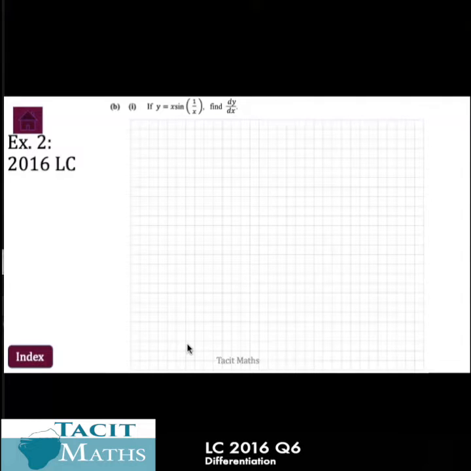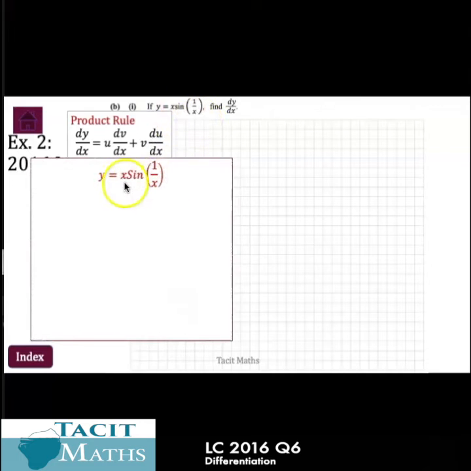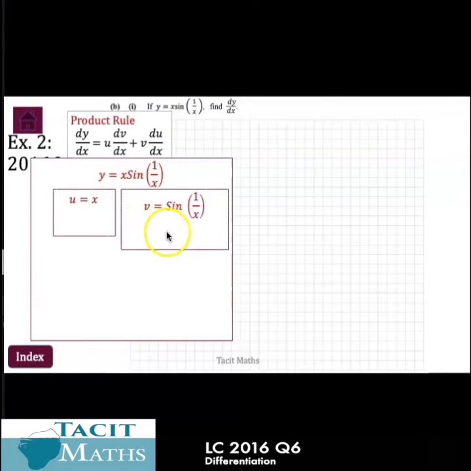Now this question is actually a lot more challenging than it looks, right? And the first challenge here is identifying that this is actually a product rule question. When you're differentiating this, it's the product rule you use. Product rule is used when you're differentiating two expressions that are being multiplied, and the two expressions in this case are x and sine of 1 over x. So that's the key. If you can identify that this is a product rule question, that's nearly half the battle here. There's your u, the x, there's your v.